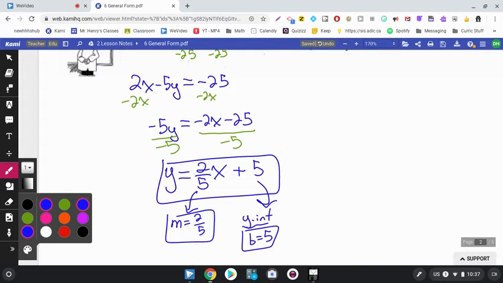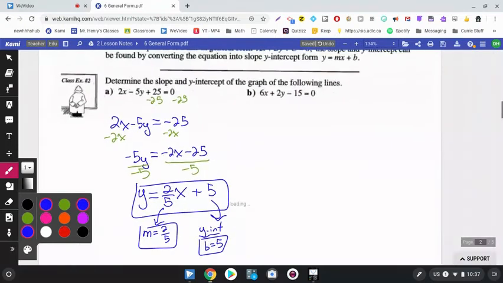Okay, great. Y equals mx plus b, super useful, but sometimes it'll give me the information in a different way. Okay, next one, 6x plus 2y minus 15 equals 0. Do this one ahead of me. Rearrange it to y equals mx plus b, and then find your slope and y-intercept.